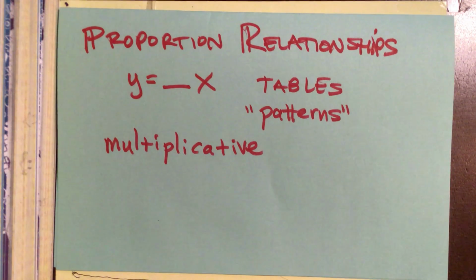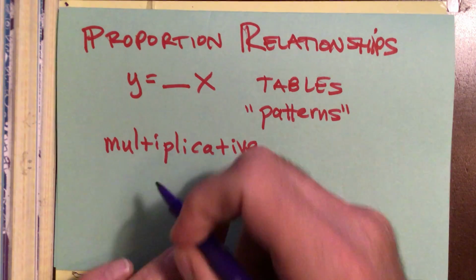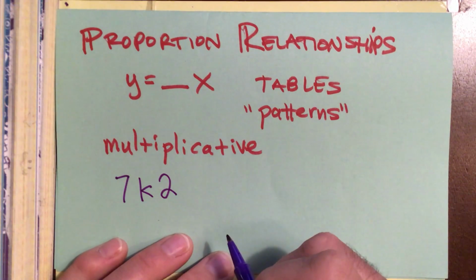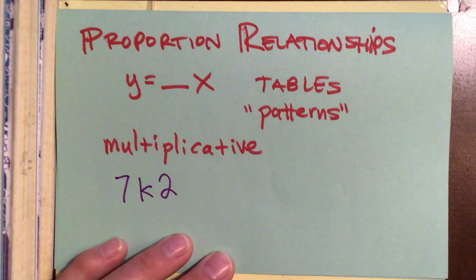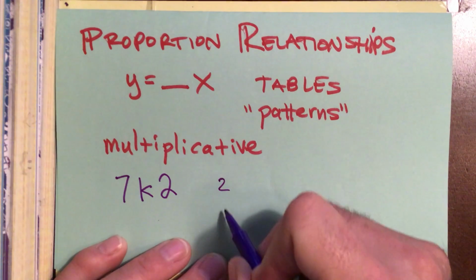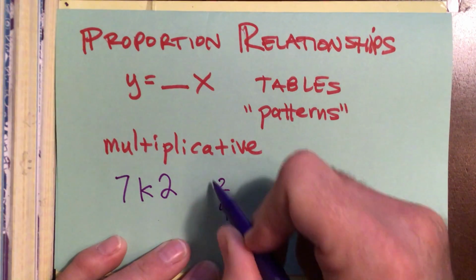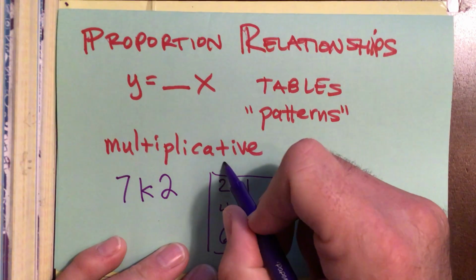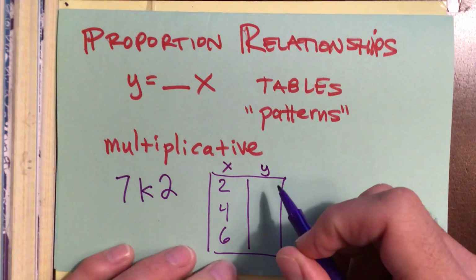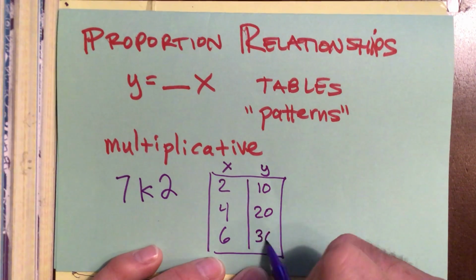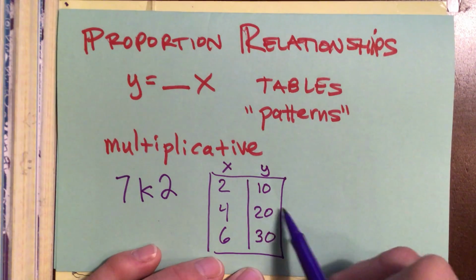We're going to have some IXLs today. We are going to be working on 7th grade K2, and the title is proportional relationships. They're going to give us tables, and we're going to say, hey, what's happening? So if I had a table like this, and this was x, and this was y, and I saw that x was 10, this was 20, this was 30.